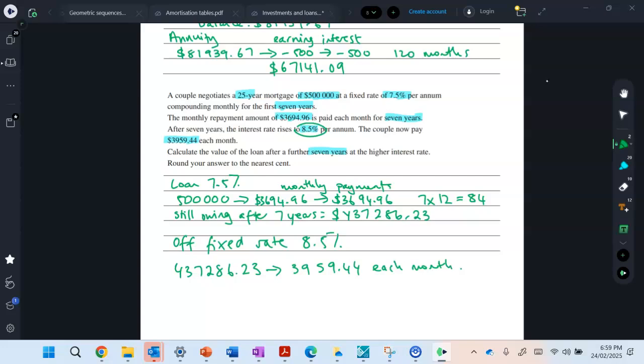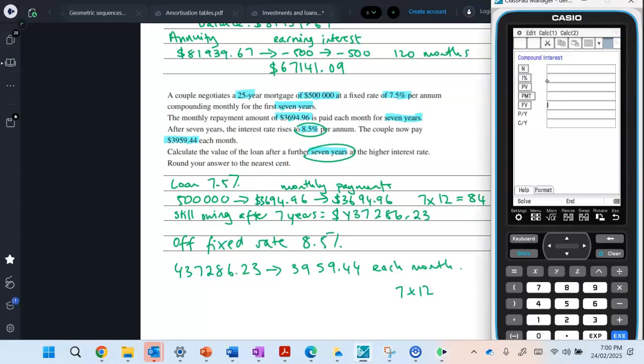And we want to know the value of the loan after another 7 years. So we're going to do 7 times 12 again. All right, so 7 times 12. The interest rate, remember, went up. Only 1% though, but you know, it all makes a difference, guys. All right, remember I cut that, so let's paste it in. Now it is a loan, so I can get rid of that negative. And we're making payments, so the payments have to be negative 3959.44. All right, future value is what we're looking at.